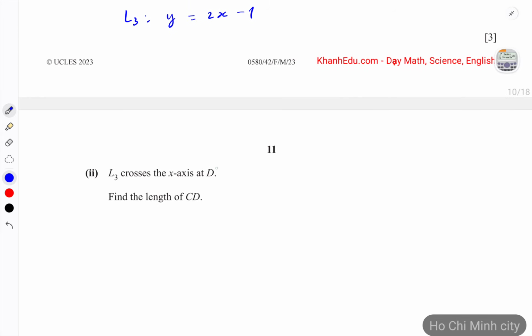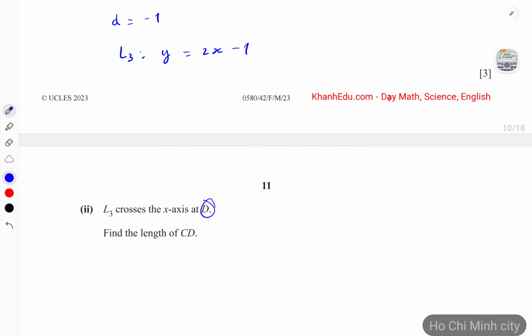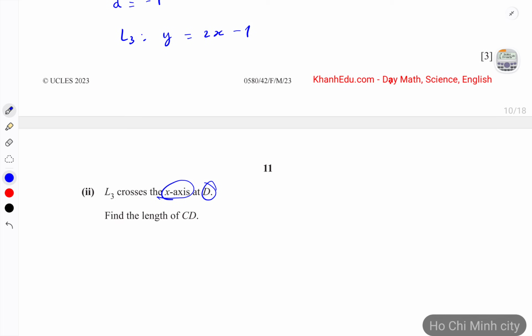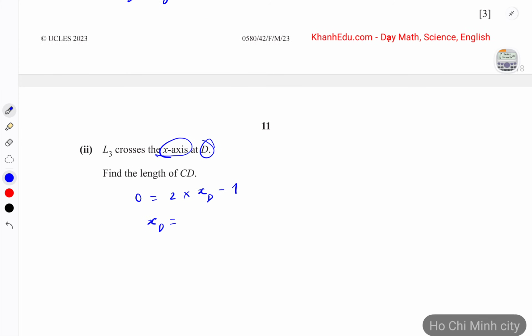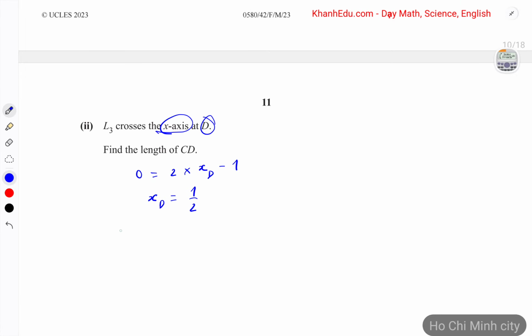So first of all, we need to find the coordinates of point D. So because it crosses the x-axis, it means that y is 0. So when y is 0, then the x of D is going to be, all right, so we have 0 is 2 times x minus 1. So x of D is 1 over 2. All right, so now we know the values of coordinates of D, which is 1 over 2, and the other is 0.